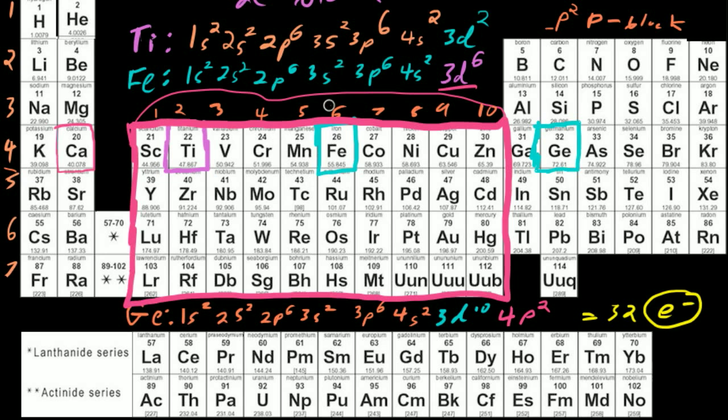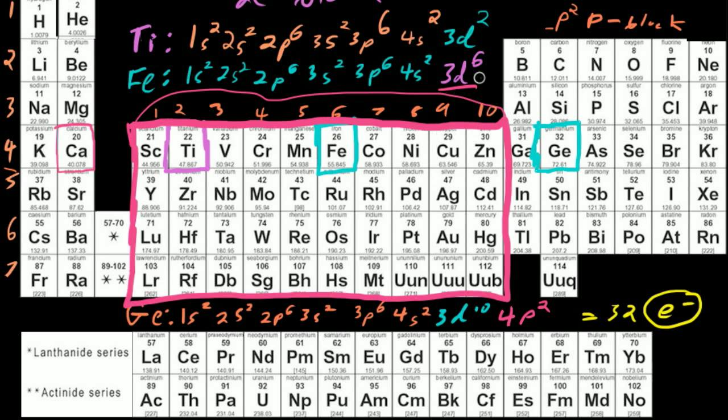Hi and welcome back. So in the last video we were working on figuring out electron configurations for elements that occurred in our D block on the periodic table. And in this video I'm going to do a couple more examples, and I'm actually going to point out the couple exceptions that we have in the D block.